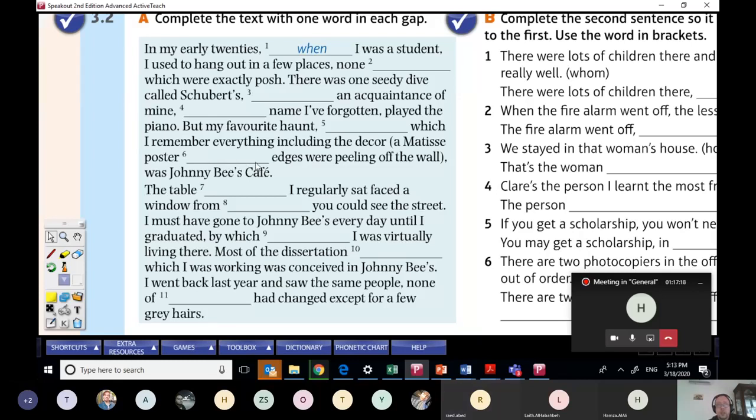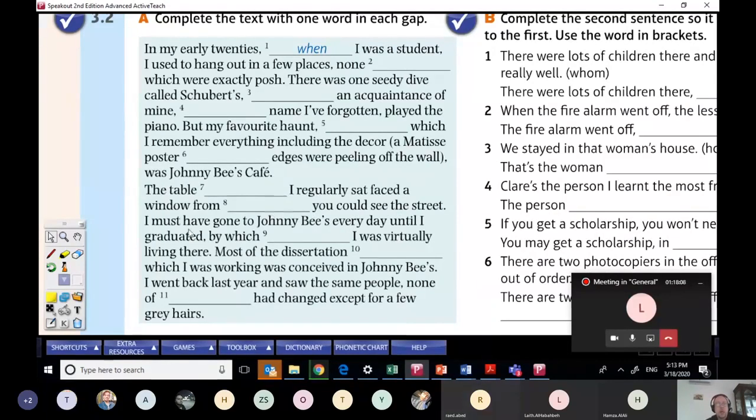Anybody get six? Where edges were peeling off the wall, that could be. Good. I would say whose. Yep, you could also say whose. Excellent. Okay, how about seven? The table, which I... Can I do it? In which I regularly sat. Now we can say which if we say at which, because we say I sat at the table. Or you can say where, good. So you could say the table at which I regularly sat, or the table where I regularly sat, faced a window from which you could see the street, or from where you could see the street, both of them again.